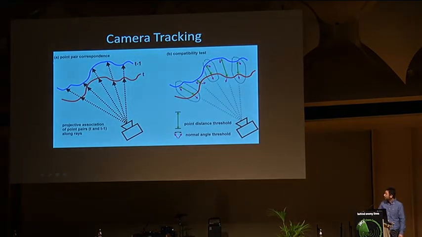And so the left image shows how the points of the previous frame and the current frame are associated with each other. So this is a top-down view where both surfaces are shown overlapped. And in the right image, we see that only some of the points are compatible to each other. Some of the points are too far away, or the angles are too different.